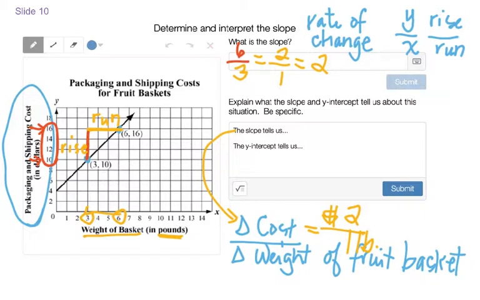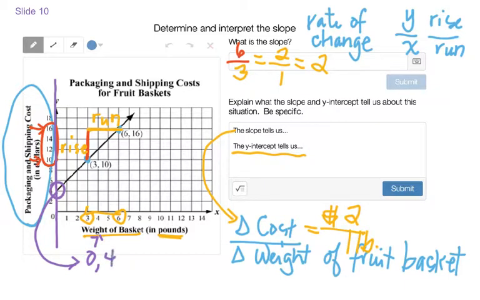So now it asks us to interpret the y-intercept. So remember, on my graph, this is the y-axis. So the y-intercept is where my line crosses my y-axis. So right there I can write the ordered pair where x is 0. So that means the weight of my basket in pounds is 0.